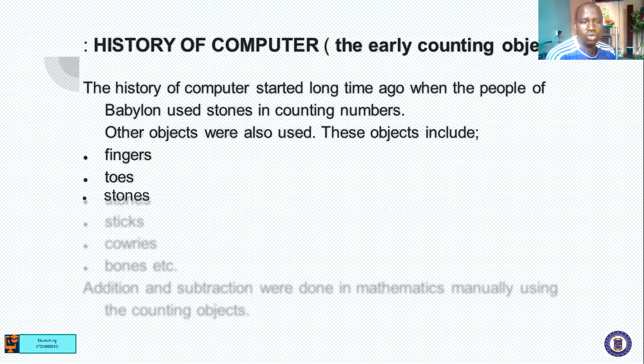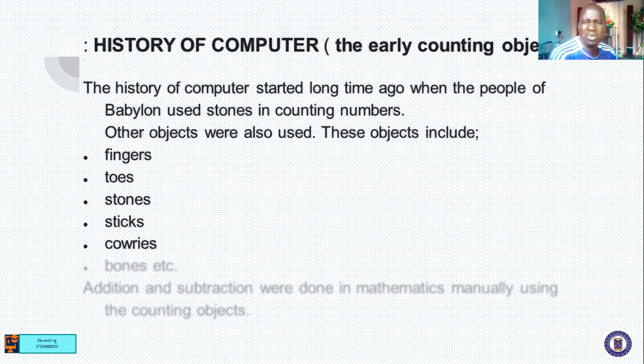Then they use stones in counting. They will gather small stones, not big ones, but small stones to count, which will represent a particular number. Then they also use sticks in doing their counting and the addition and subtraction. They use cowries. Now these cowries, they use it as money. The way you have money, you give 20 naira, they give you biscuit. You give 50 naira, they give you biscuit. That was how they were using cowries.